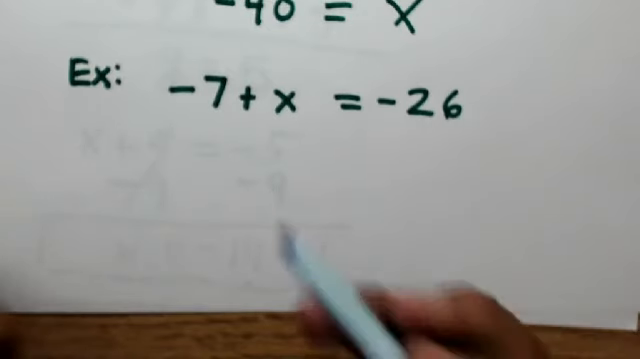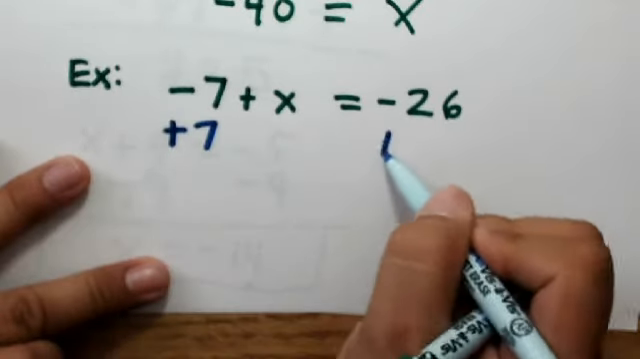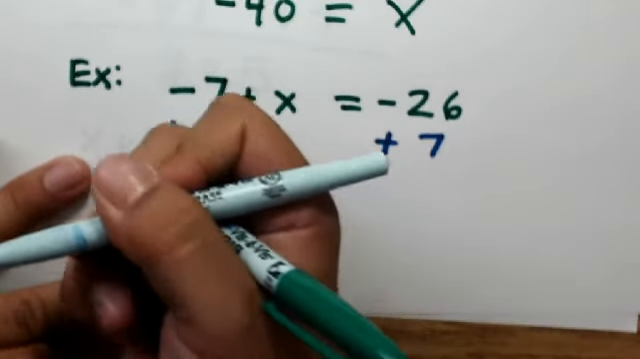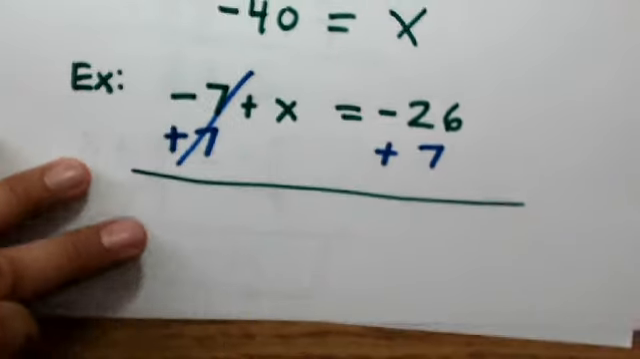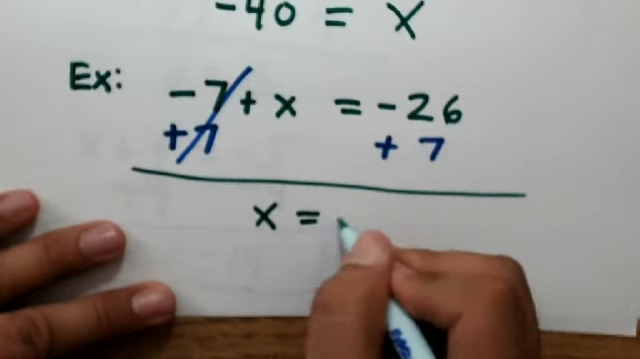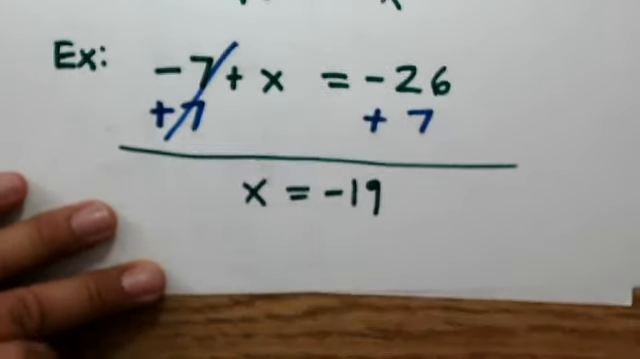So what do we do? What's the first step? Add 7. Add 7. Negative 19. X equals negative 19. Yay.